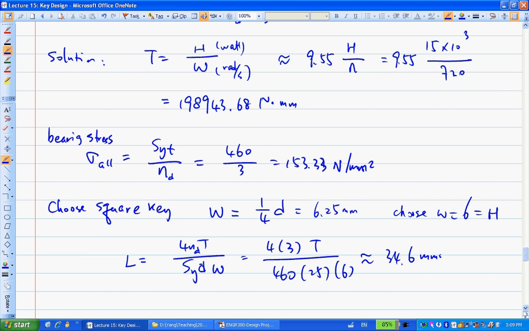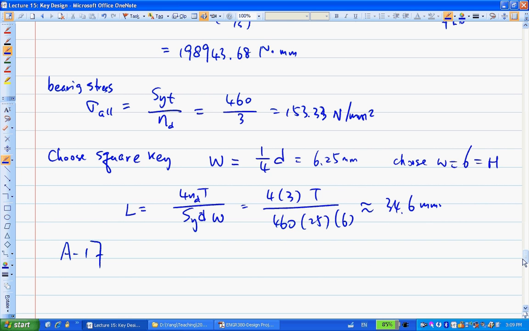Looking at table 8-17 for a nominal length in millimeter, the next nominal value is probably 35. If there's no 35, then choose the next one. It's 35. So the final selection of the key is 6 by 6 by 35.